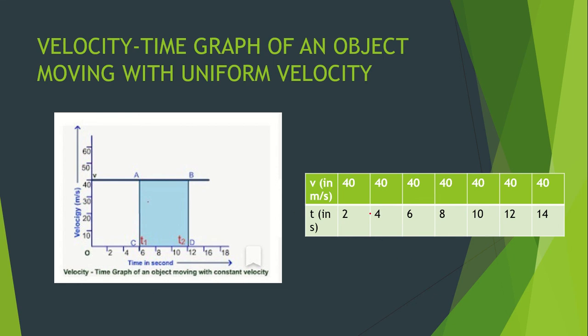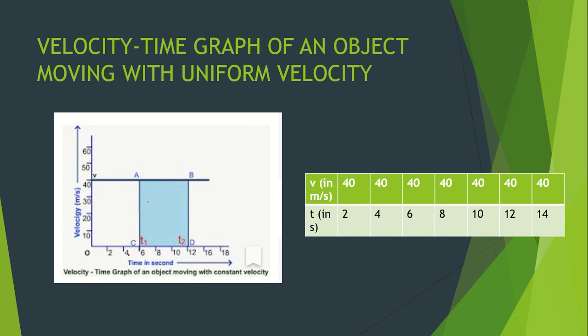So in first 2 seconds the velocity of the object is 40 meter per second. In 4 seconds it is again 40 meter per second. 6 seconds again 40. 8 seconds again 40 meter per second, and so on. So you can see that throughout its journey it is moving with the same velocity, that is 40 meter per second. And here comes the graph.